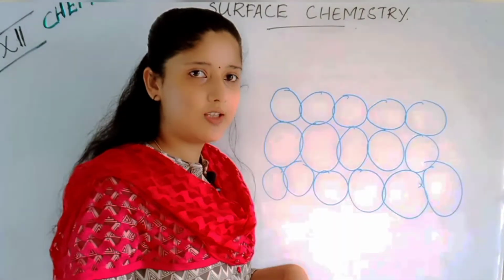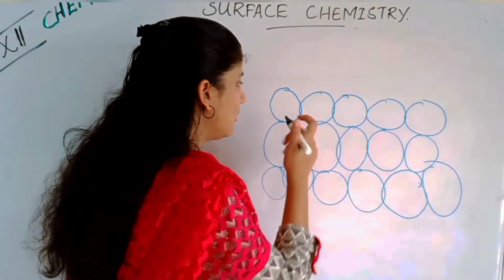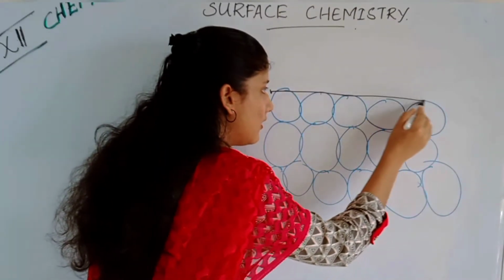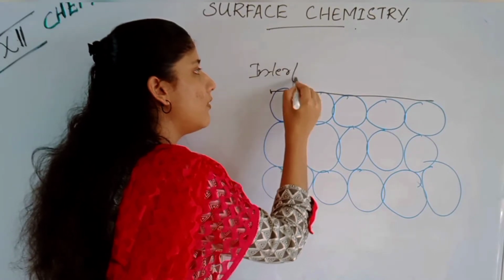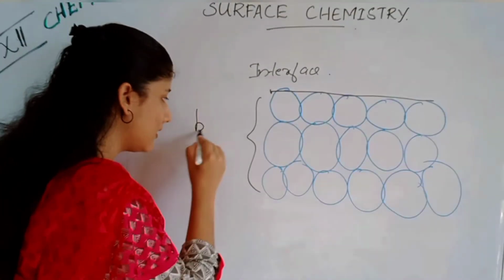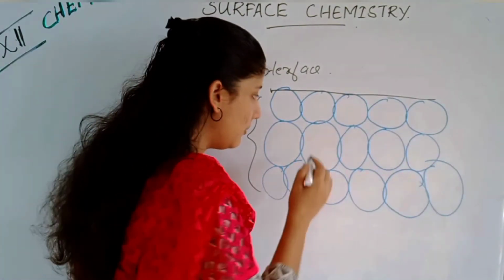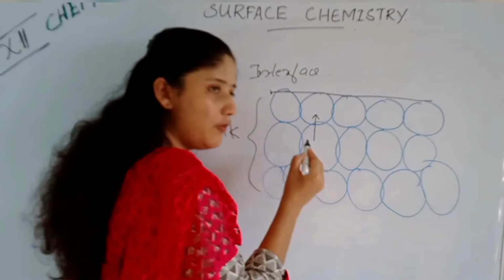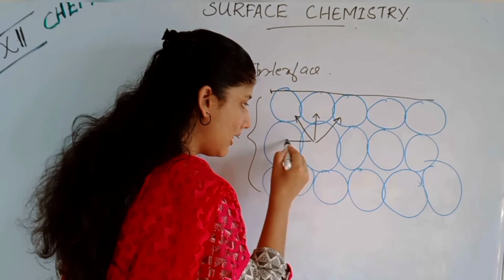So this is a solid. These are the molecules. This is the interface. And this is the inside. This we can call the bulk. Molecules in the bulk. For the molecules inside, there will be a force of attraction equally. Intermolecular forces will be acting, but that will be equal along all the sides and they cancel each other.